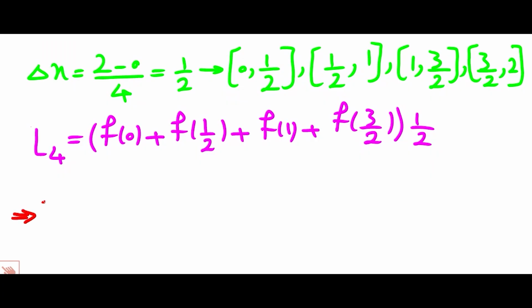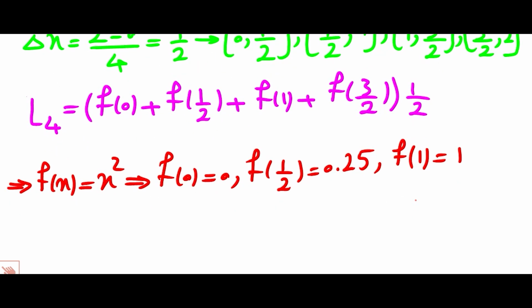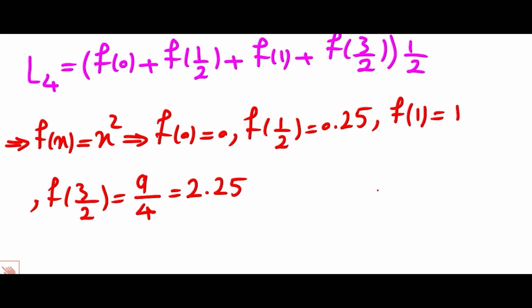So f of x equals x squared. So f of 0 equals 0. F of 1 half equals 1 over 4 or 0.25. F of 1 equals 1, and f of 3 over 2 equals 9 over 4 or 2.25.